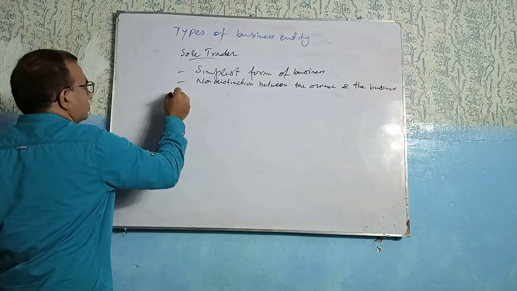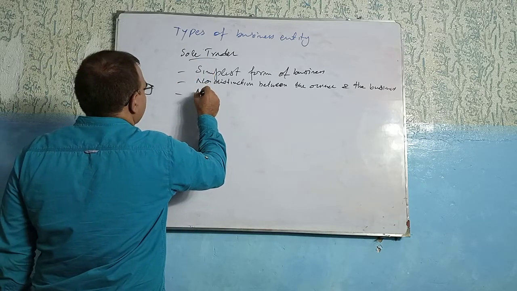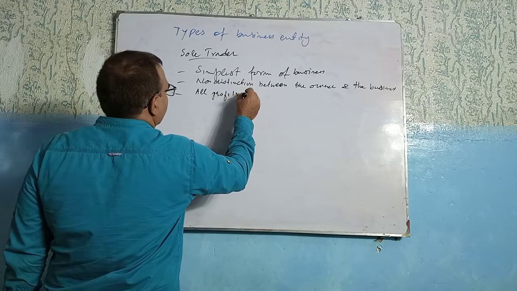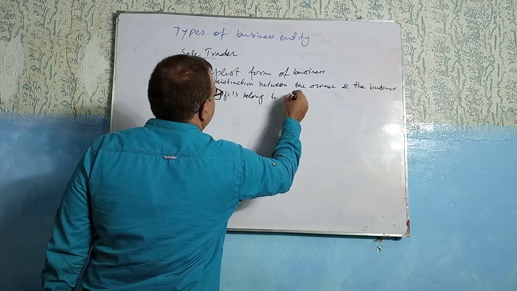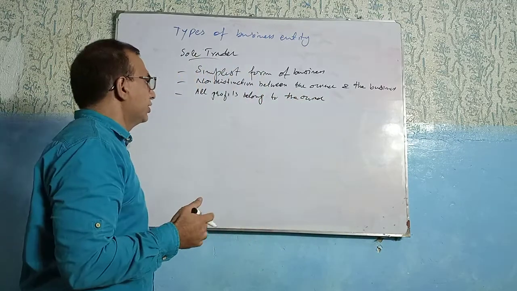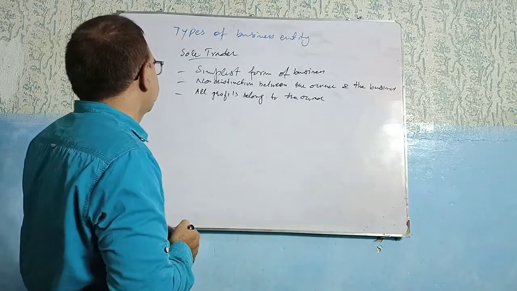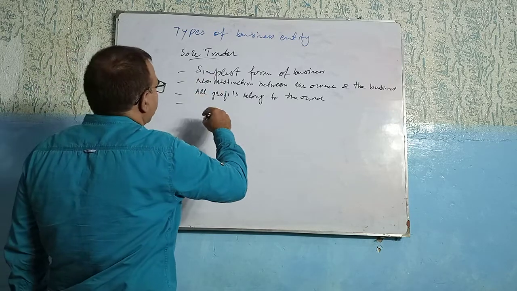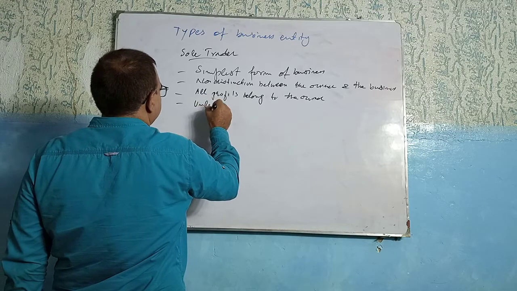All profits, work hard, earn as much as you can, and all profits belong to the owner. You don't need to share it with anyone. Whatever you earn is yours. The most important thing, actually, the point that should come first for everything is unlimited liability.